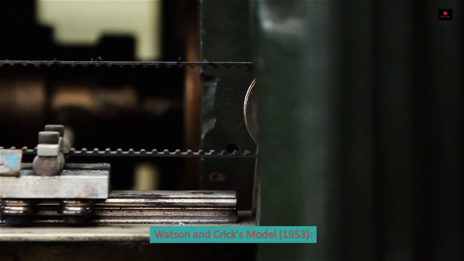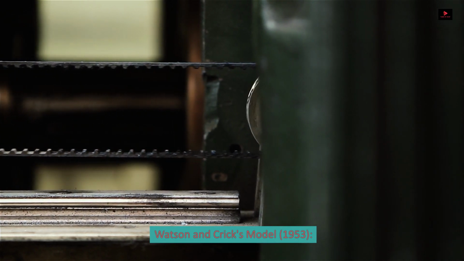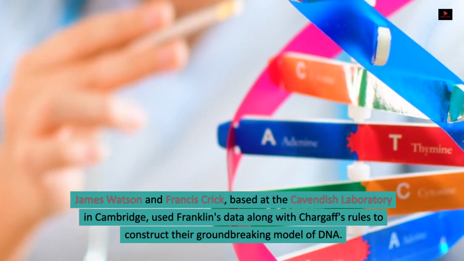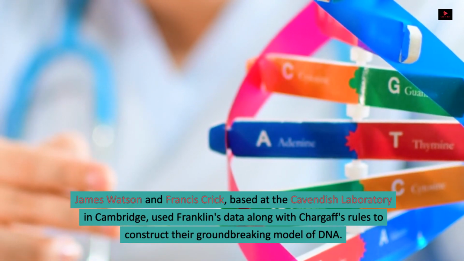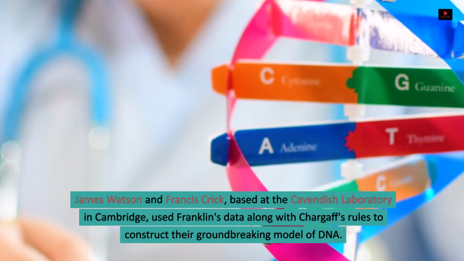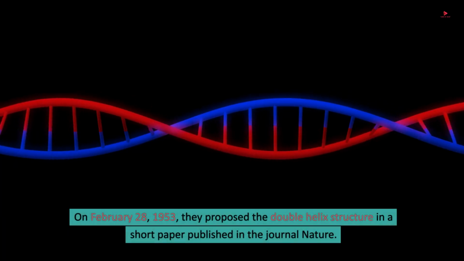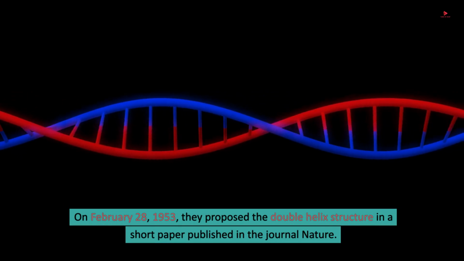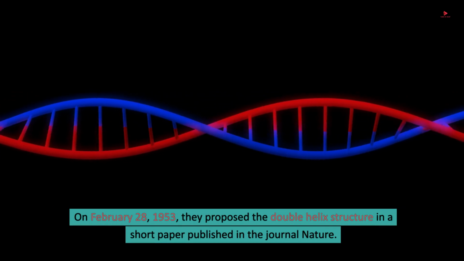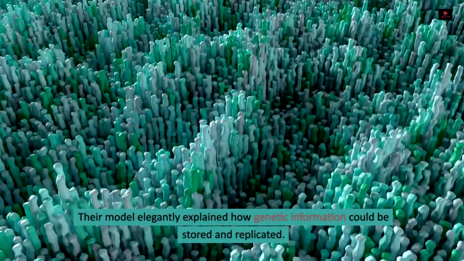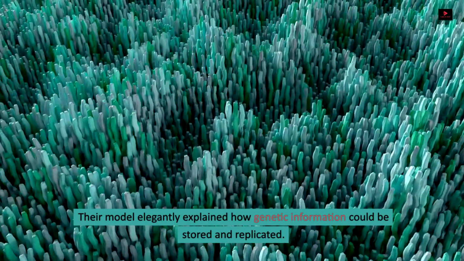Watson and Crick's model, 1953. James Watson and Francis Crick, based at the Cavendish Laboratory in Cambridge, used Franklin's data along with Chargaff's rules to construct their groundbreaking model of DNA. On February 28, 1953, they proposed the double helix structure in a short paper published in the journal Nature. Their model elegantly explained how genetic information could be stored and replicated.